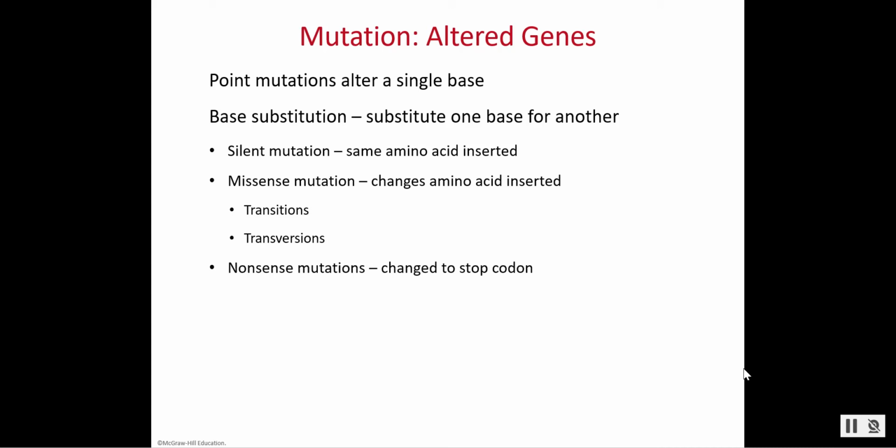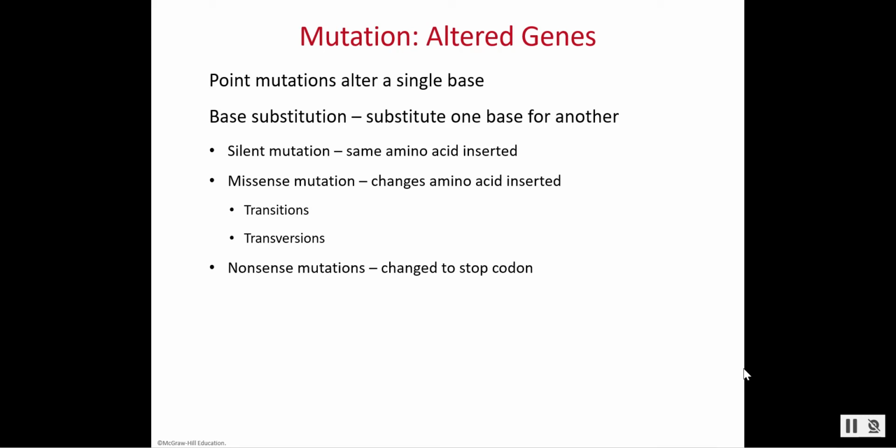We're going to talk about really three types real quick. We're going to talk about silent mutations, in which something changed, but because of the redundancy in the system, even though the DNA code changed by one, the codon that codes for the amino acid did not change. So even though there's a mutation, we still get the same amino acids. We call that a silent mutation.